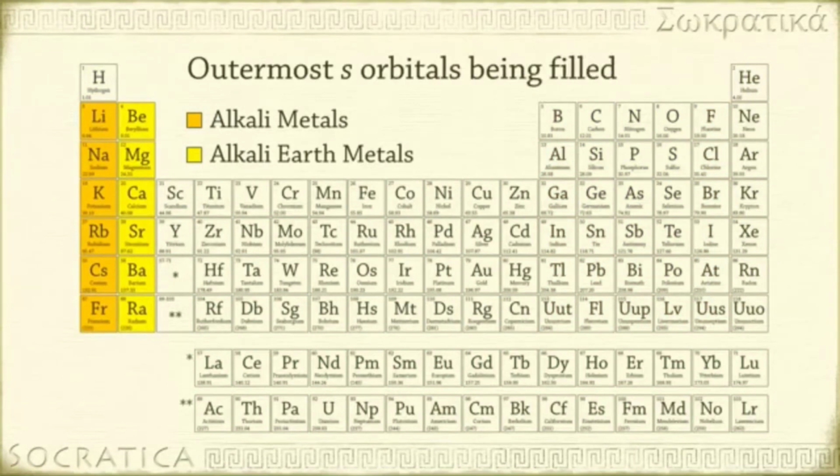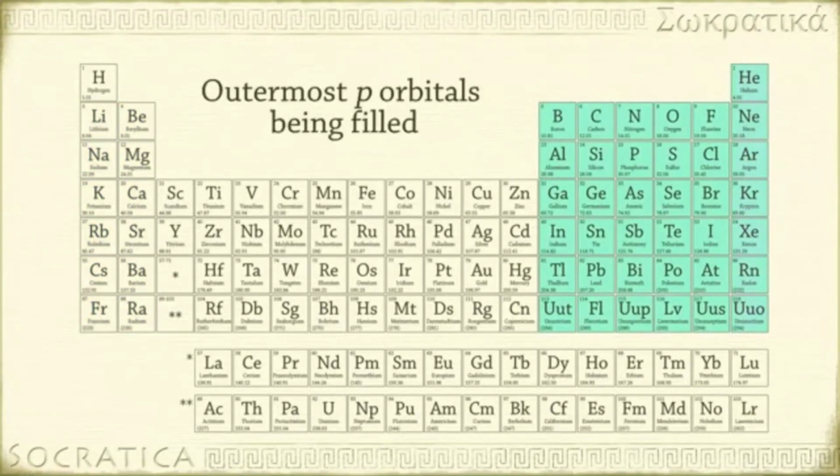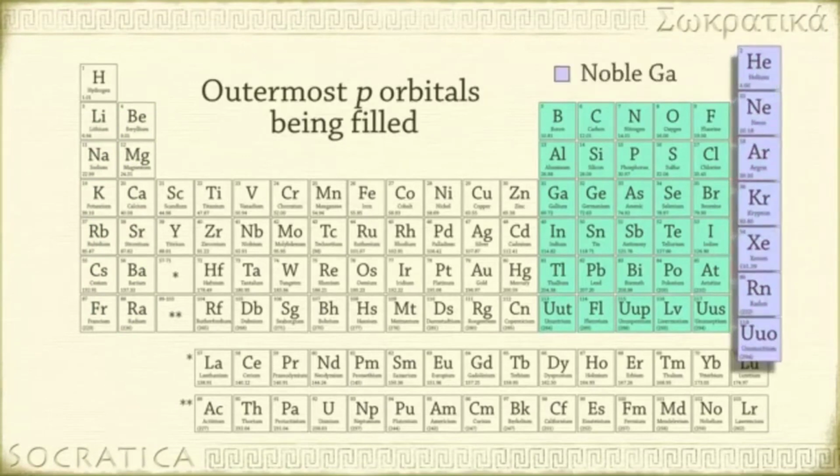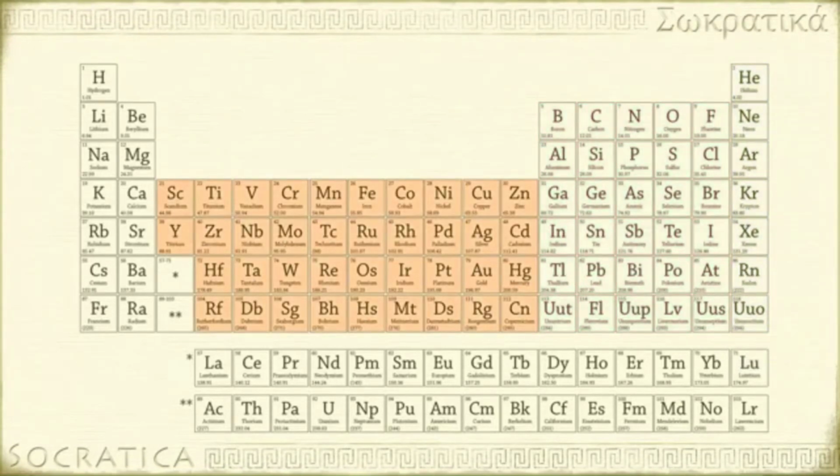We have the s orbital partially filled, and they are called the s block elements, while group 3 to group 0, group 8, are called the p block elements because they have the p orbital. Group 18 or group 0 have completely filled orbitals.